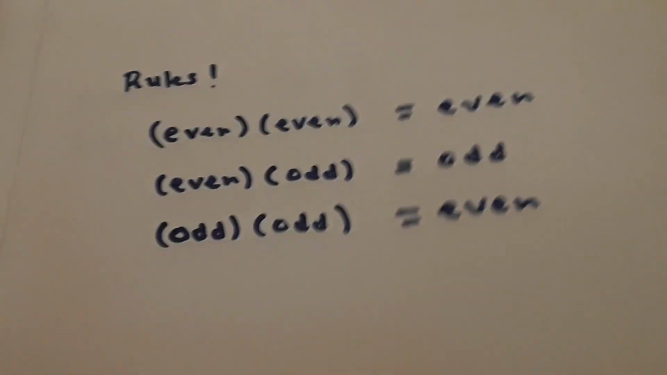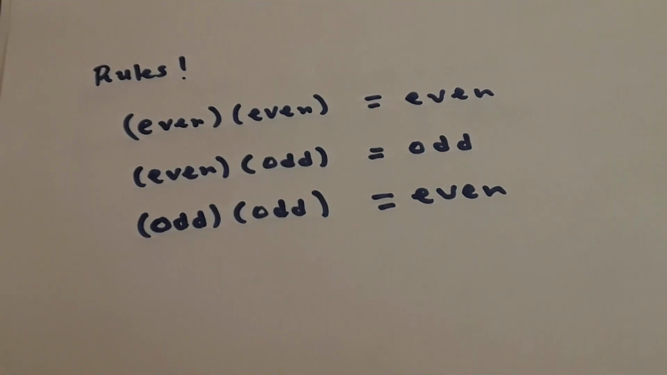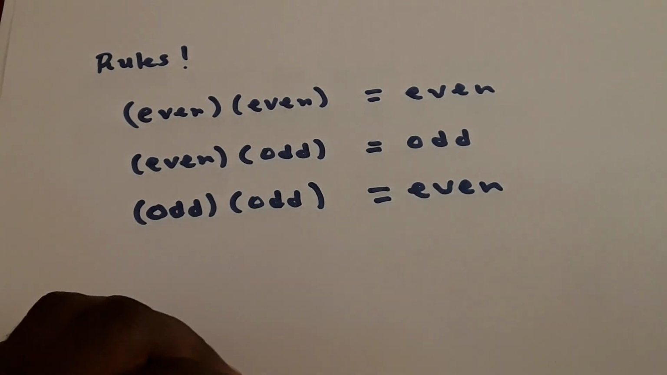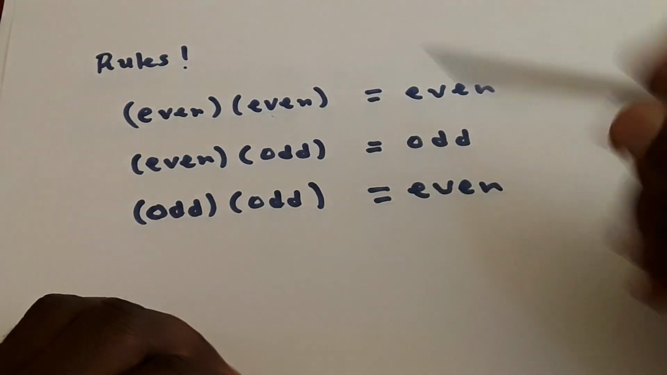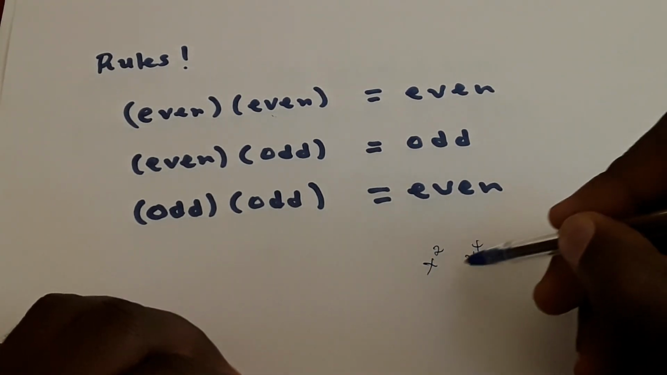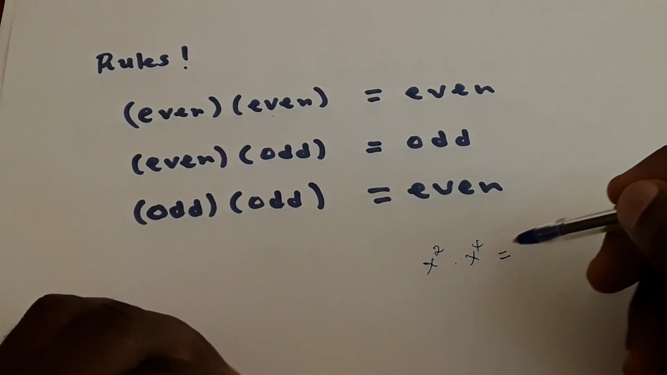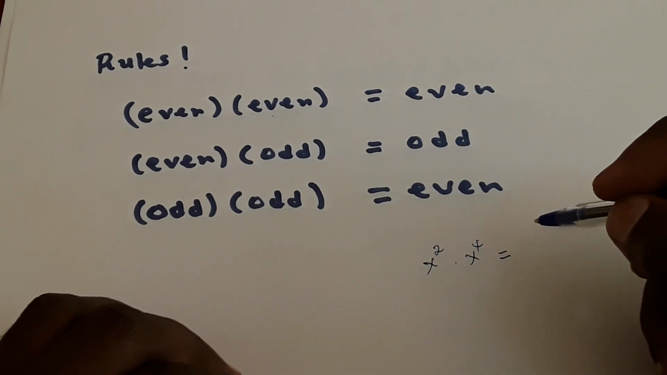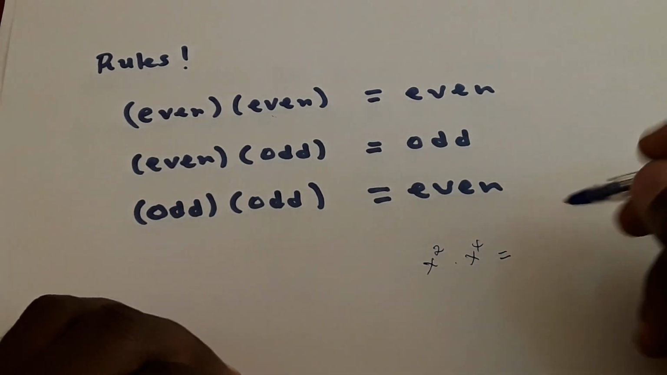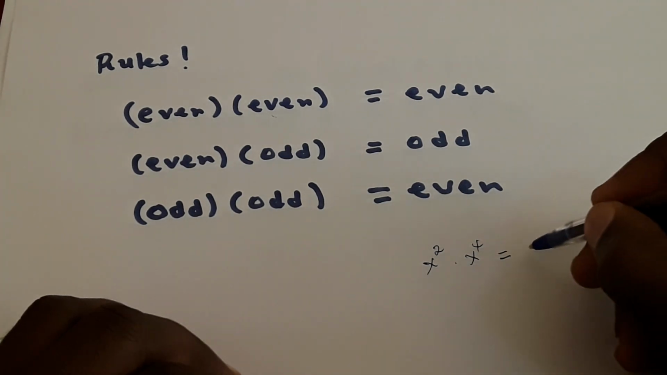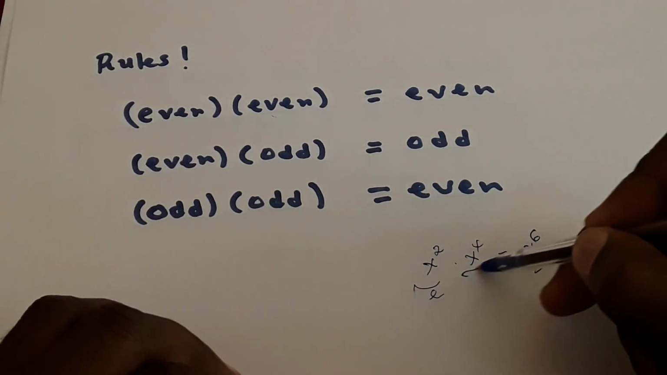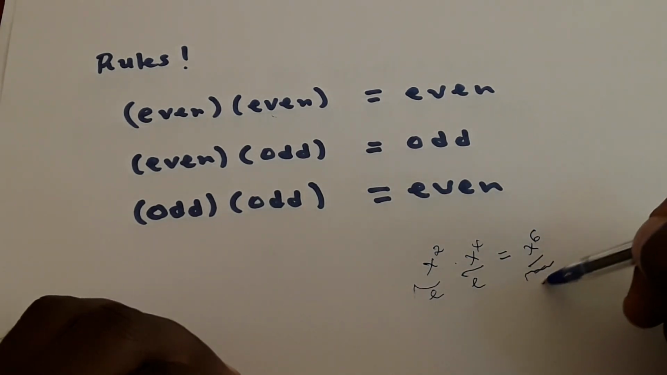Besides, we have rules: even times even is even, even times odd is odd, odd times odd is even. Let's say x squared is an even function, x to the 4 is an even function. We are not saying an even number or odd number, we are dealing with even and odd functions. So x squared times x to the 4 is x to the 6. x to the 6 is even, so even times even gives an even function here.